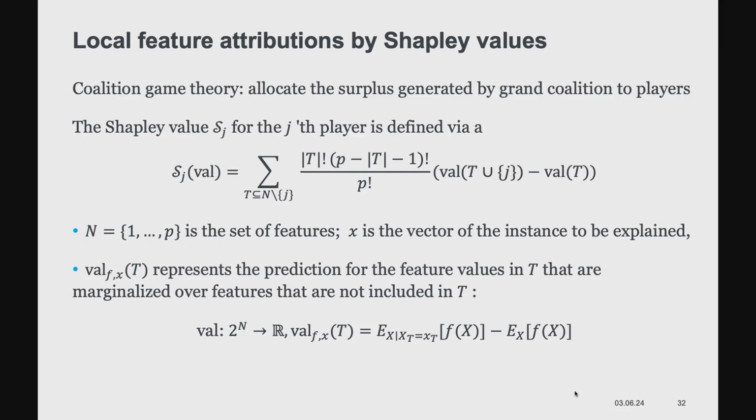So the best known method these days for attributing the importance of features, either for individual data items or for a whole data set, are Shapley values. The reason is that Shapley values have very nice theoretical properties. The drawback of Shapley values, which you can also see from the formula, is that they are computationally very expensive.